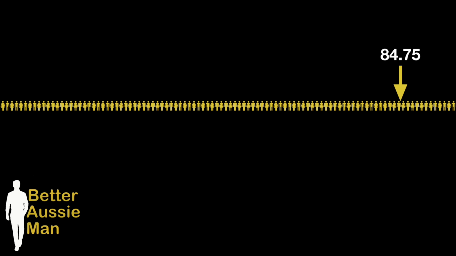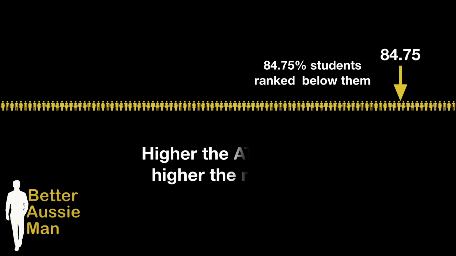If someone gets an ATAR of 84.75, then they performed better on their Year 12 studies than 84.75% of other students. So the higher the ATAR number, the higher the student's ranking. Now the next part of the ATAR puzzle is understanding how universities use it.